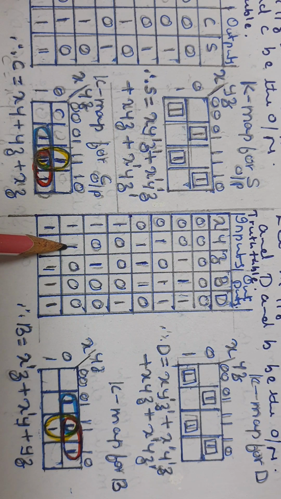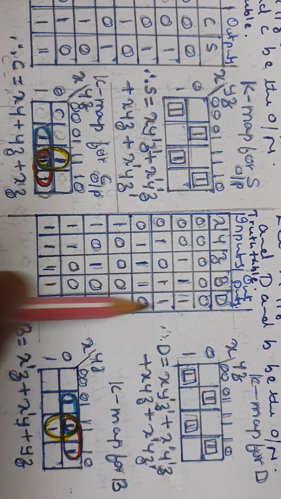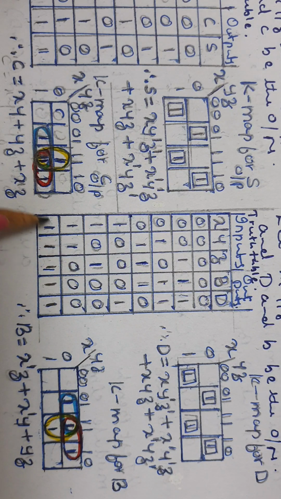1 minus 1, it is 0. 0 minus 0, it is 0, hence difference is 0. Borrow also not taken, that is 0. 1 minus 1 is 0. 0 minus 1 we cannot do. So borrow we have taken, it is equivalent to 2. 2 minus 1 is 1. Hence both are 1 and 1 here. This is how the output columns are filled for the full subtractor.